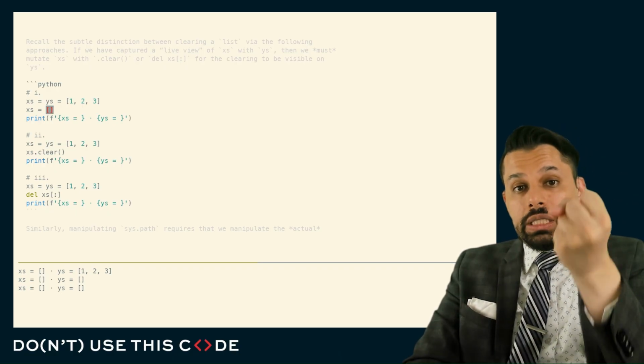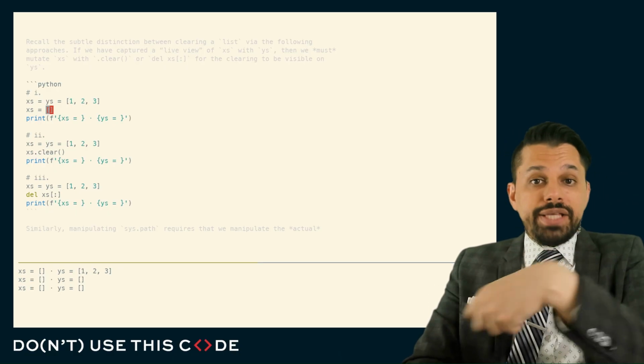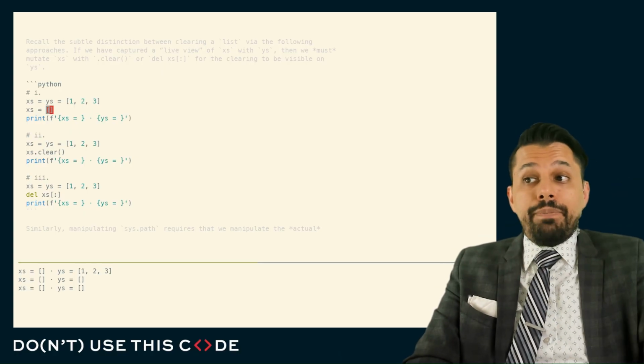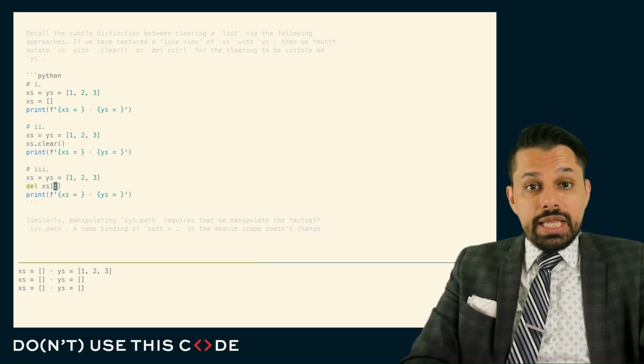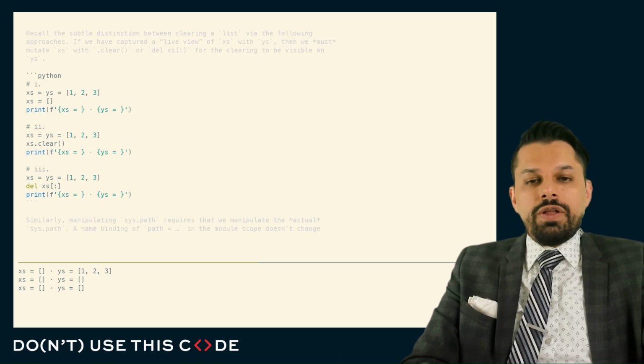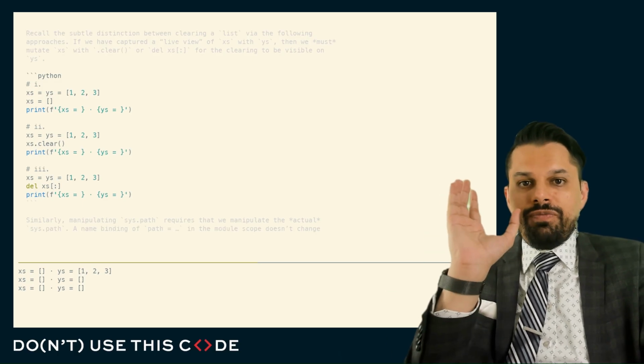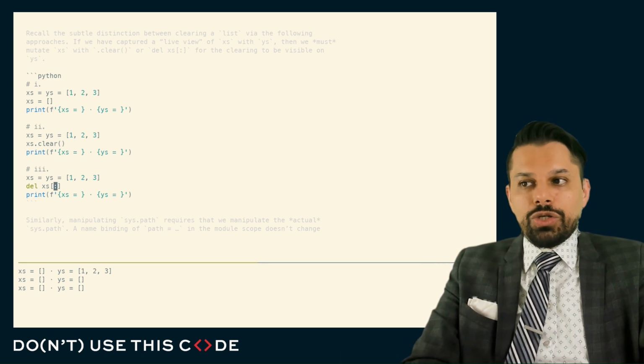We didn't go and clear out the original data, so y is going to represent something that might or might not be stale. Whereas in the case of the .clear() or the del with the slice, we will have mutated xs in place, and the change will be visible on xs and y.